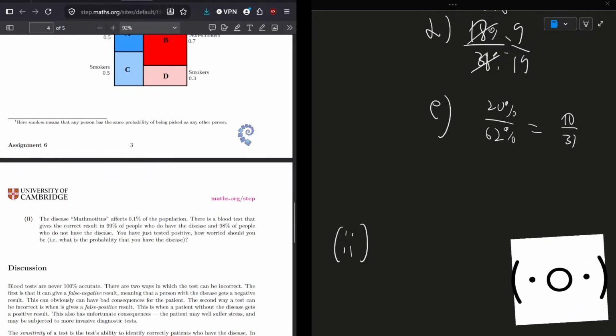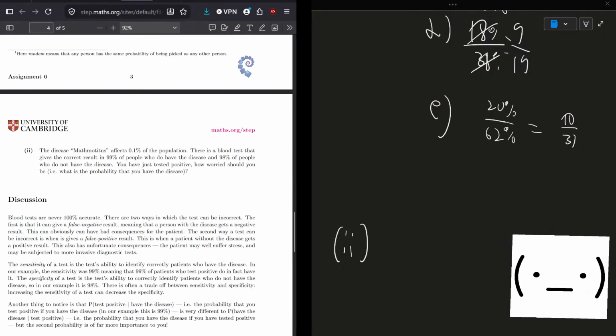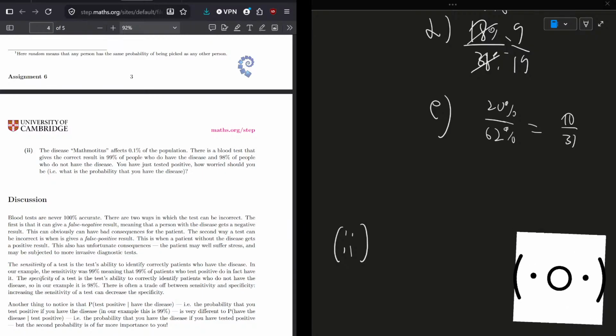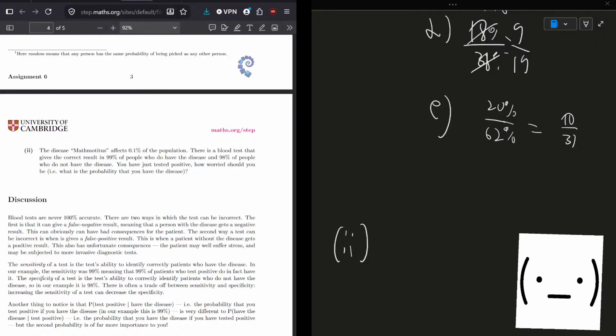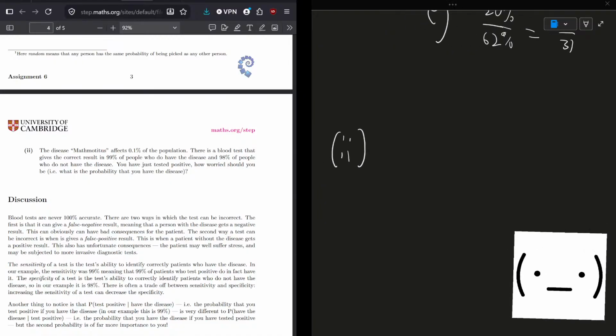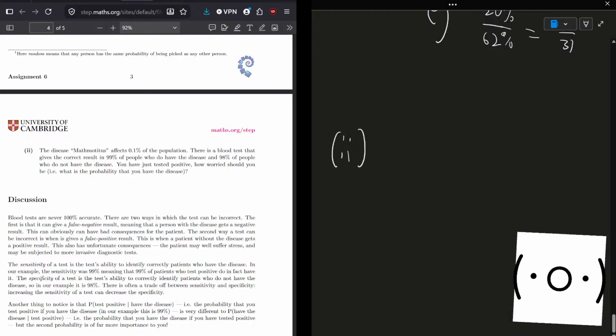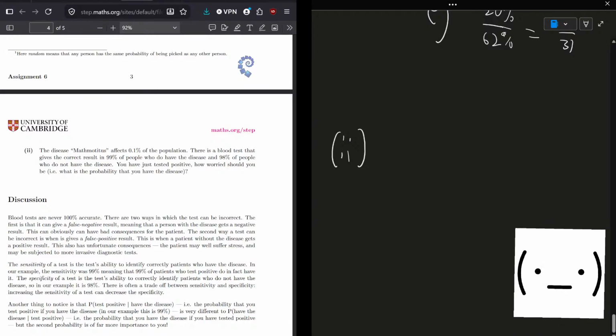The disease of Maphotococcus affects 0.1% of the population. There's some discussion here to read. There is a blood test that gives the correct answer in 99% of people who do have the disease and 98% of people who do not have the disease. If you just tested positive, how worried should you be? Very worried because, I don't know, climate change? Okay, so 0.1%.